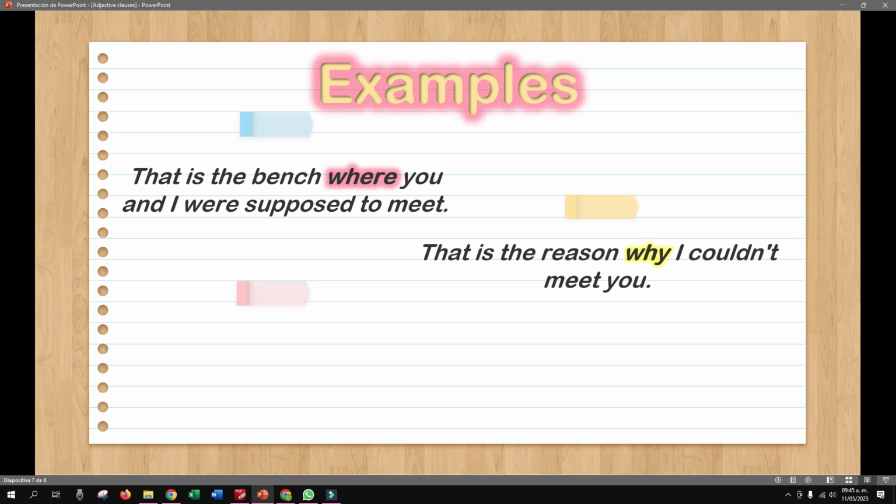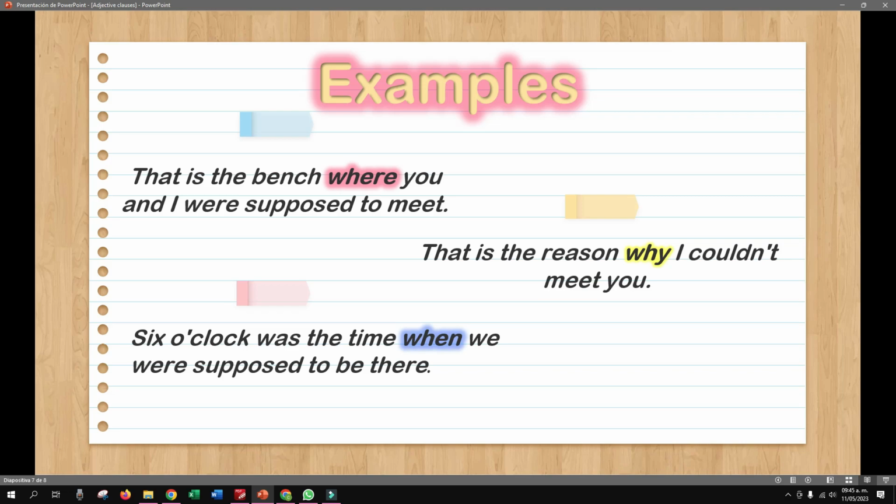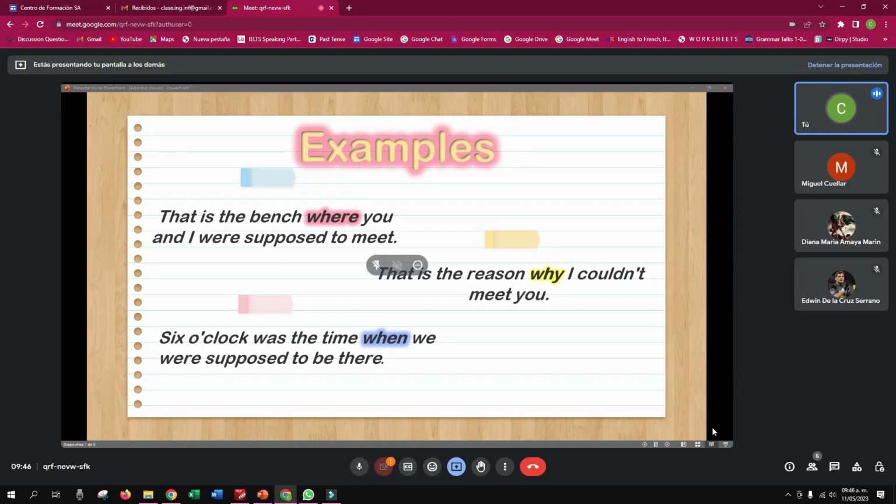Why? And 6 o'clock was that time also when we were supposed to be there. Right, so that's another relative adverb. 6 o'clock was the time when we were supposed to be there. So in that way, you can use the relative adverbs. I guess you don't have doubts about it, or yes?